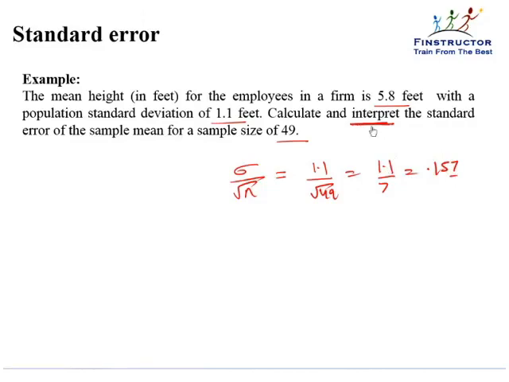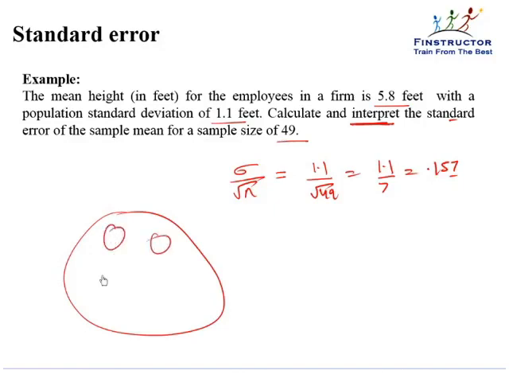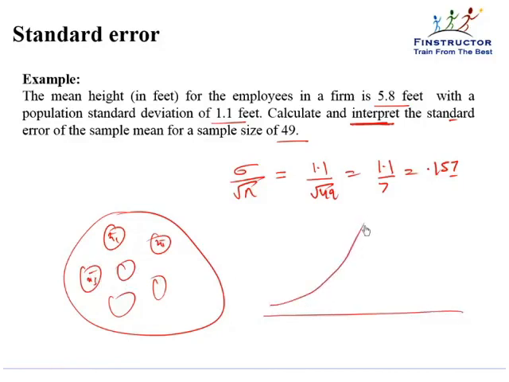The second part says interpret the standard error. The interpretation is that if I take simple random samples of size 49 from this population, and I calculate the mean of each of those samples and plot those means in a distribution, then the distribution of the sample means will approximately be a normal distribution with a mean equal to 5.8, that is the same as the population, and a standard deviation of this distribution, that is also called the standard error, equal to 0.157.